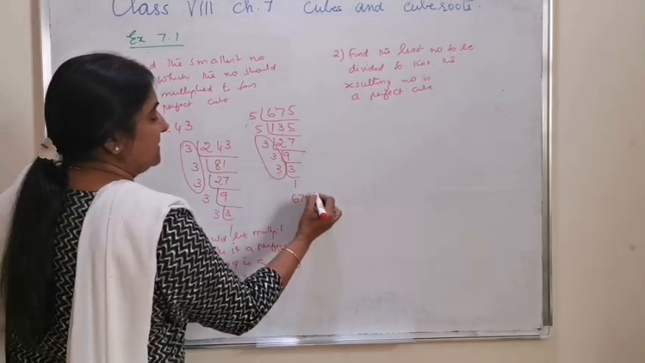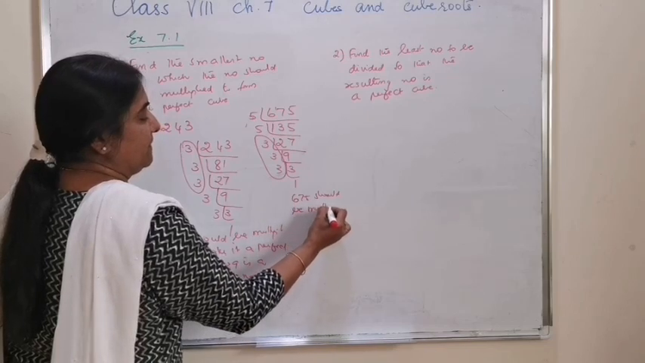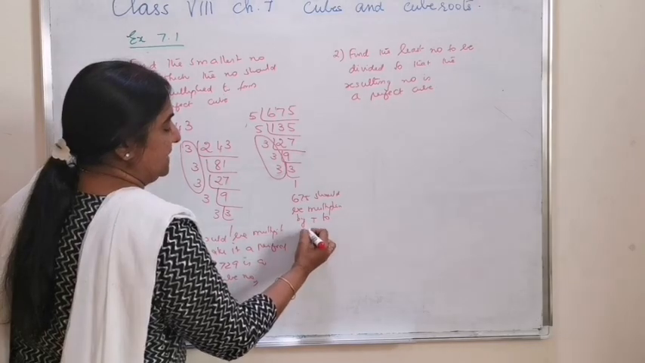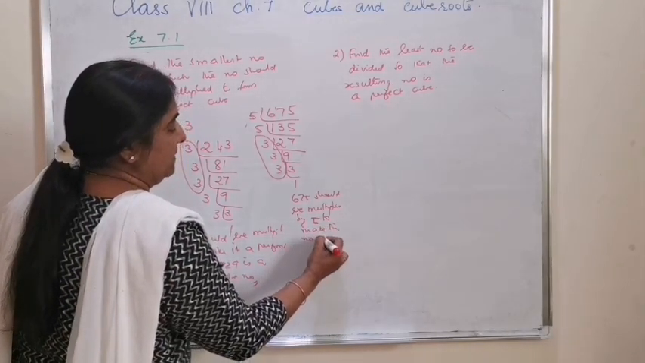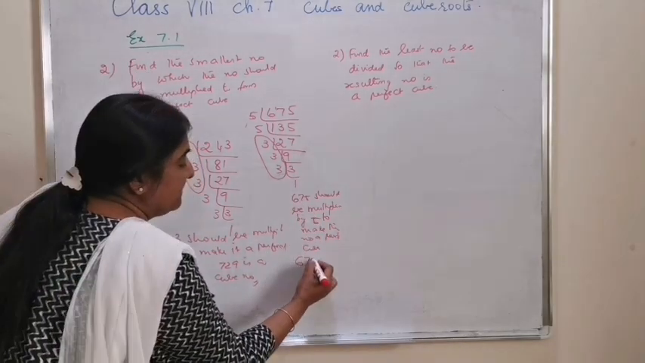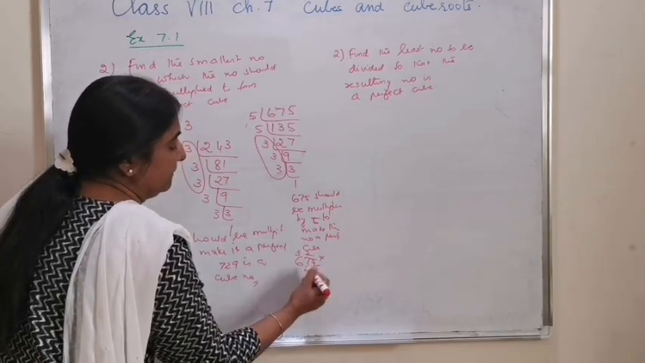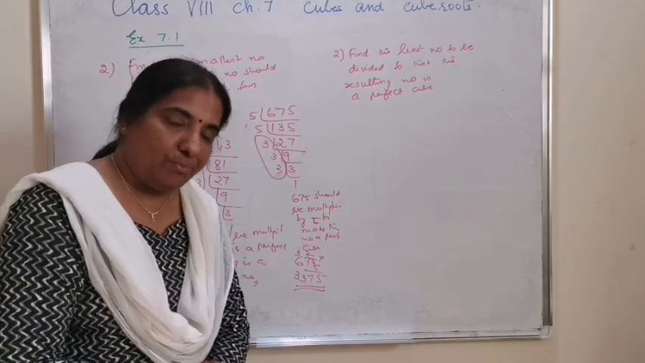Therefore, 675 should be multiplied by 5 to make the number a perfect cube. And what is the number? 675 into 5, 3375 is a cube number.